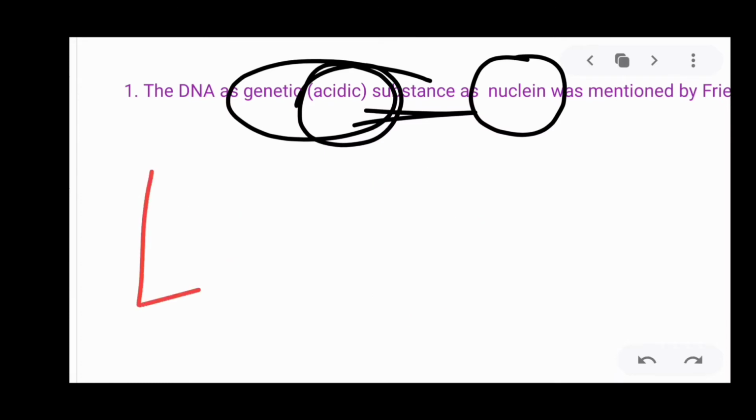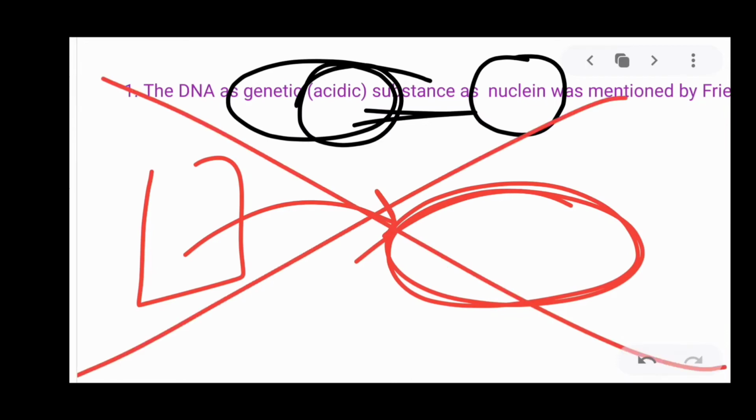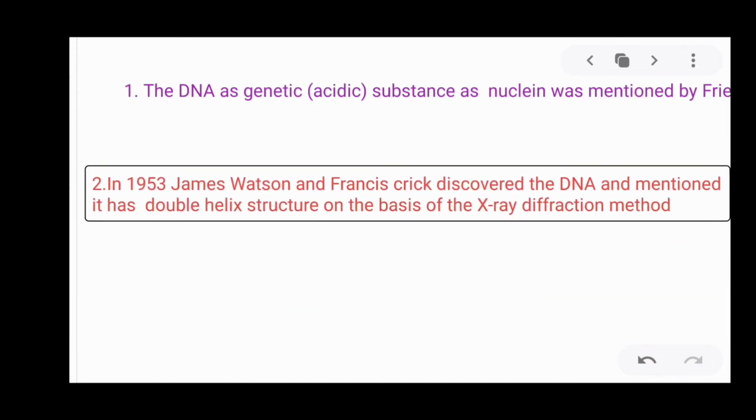He couldn't pick them up and show it to the committee or the people or the other scientists. So there was no proof for this. So that is the reason why his theory was rejected. So in 1953, James Watson and Francis Crick discovered the DNA and described it as a double helix structure.